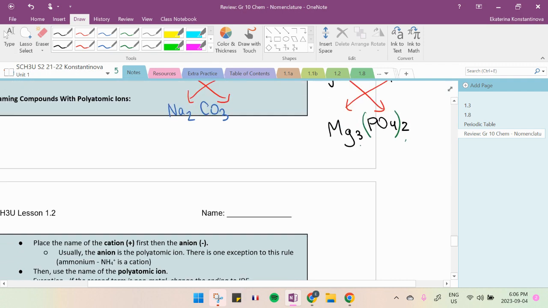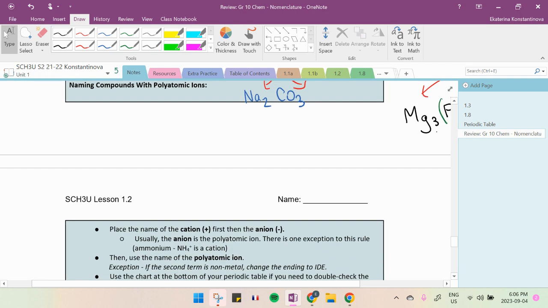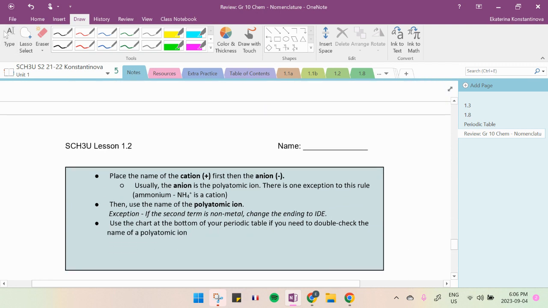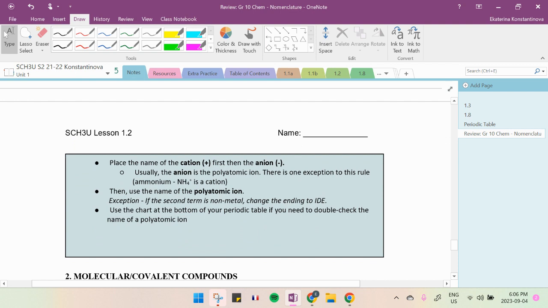All right, so last but not least, how do we name compounds with polyatomic ions? Again, we're still talking about ionic compounds. When you are naming polyatomics, place the name of the cation first, then the anion. Usually the anion is a polyatomic ion. There is one exception to this rule, which is ammonium, NH4+. That is a cation. Then use the name of a polyatomic ion. Exception, if the second term is a nonmetal, change the ending to "ide."